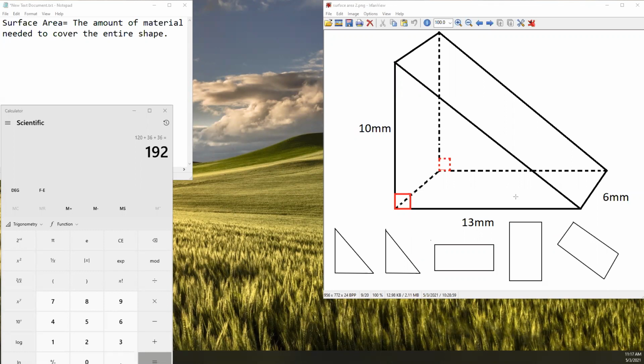I feel like this one's much easier to see how we broke it apart because we've got everything like where it is in the picture. And then now let's put our numbers on here. We got a 13 by 10 triangle, right? And then same thing over here. And then this bottom rectangle is 13 by 6.